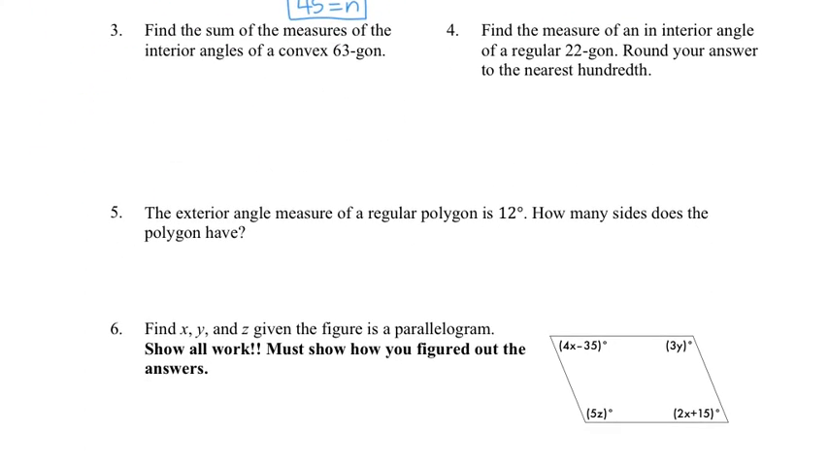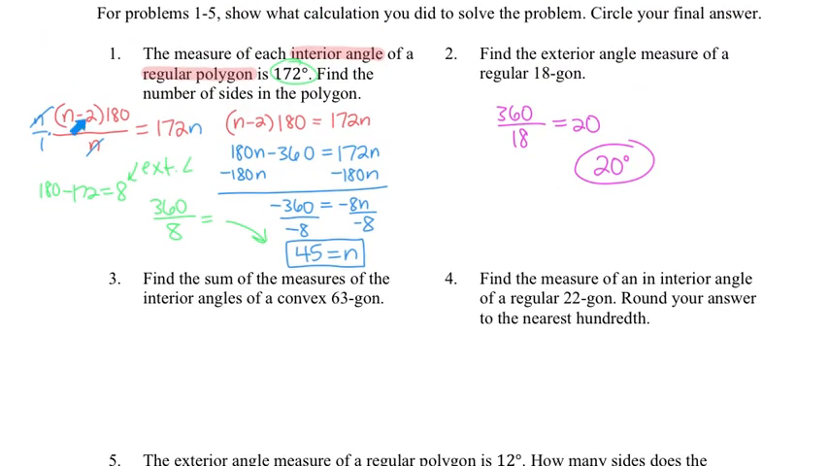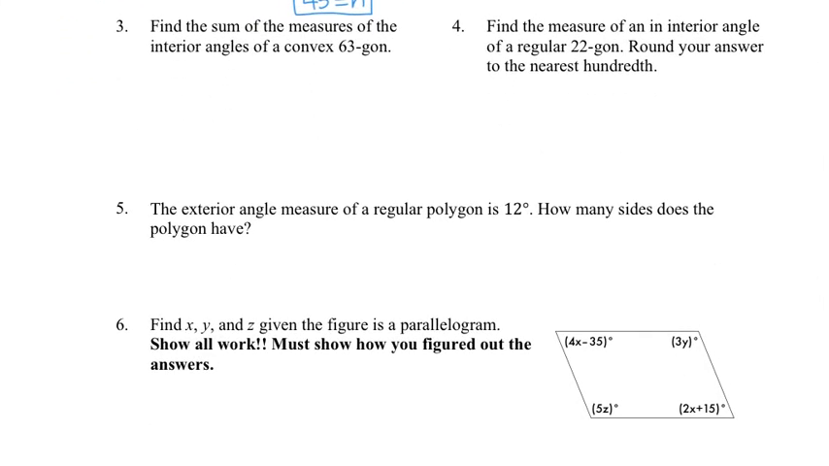Number 3, find the sum of the measures of the interior angles of a convex 63-gon. Notice I didn't say regular here because I don't need to say regular. I'm not looking for each of the interior angles individually. I'm looking for the sum of them, and that's always the same. So that is this formula up here, just that first part. So n minus 2 times 180 will give you that sum.